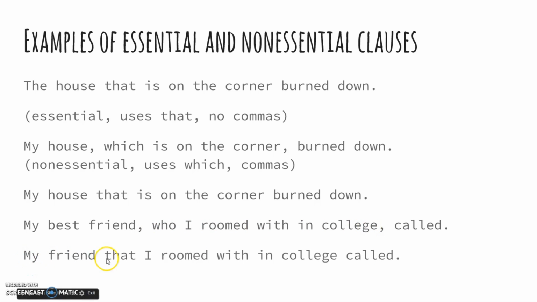But if I said, my friend that I roomed with in college called, I'm using that in this case because it's an essential clause. If I said my friend called, somebody would say, well, which friend? If I said my friend who I roomed with in college called, with commas, I'm kind of implying that I only have one friend. And as you know, that's not true. So this is the difference between a non-essential clause, and that's why I'm using commas and who, and an essential clause, that's why I'm not using commas and which.